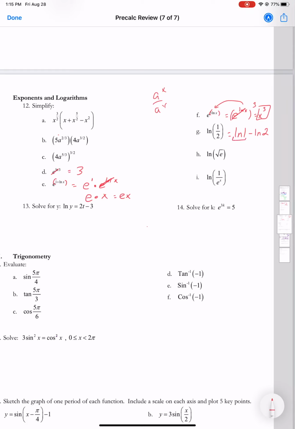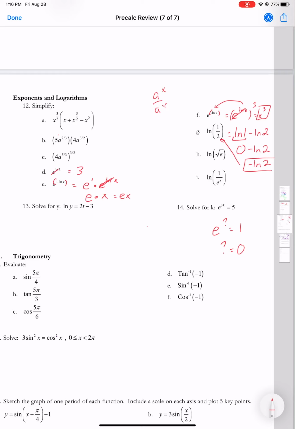It's saying e to what power would equal 1? Well, anything to the 0 power equals 1, so that question mark would have to be 0. So the natural log of 1 is actually just 0. And then minus the natural log of 2, and then that would just equal negative natural log of 2. That would be our answer for part G here.